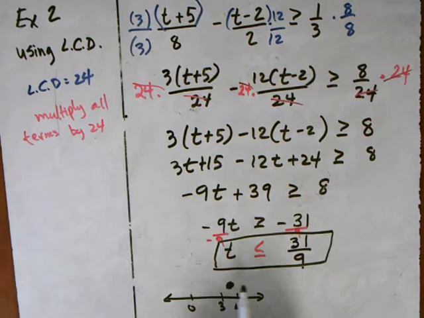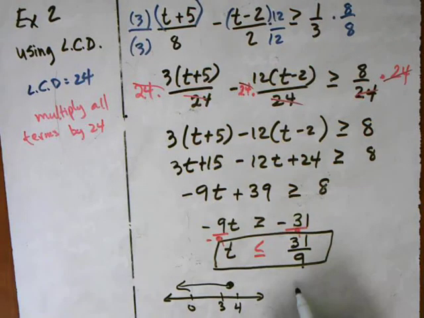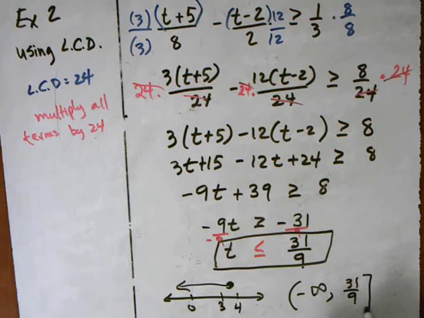And then it's going to extend to the left because the variable is less than. So that's showing it by a graph. And finally, this is showing it with interval notation. And remember the square bracket because it's less than or equal to.